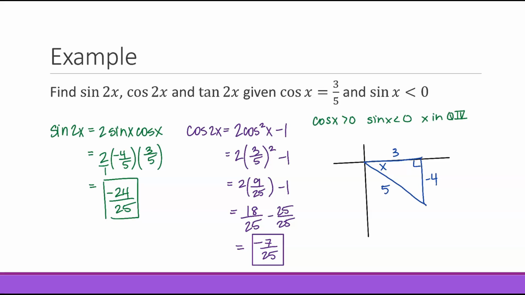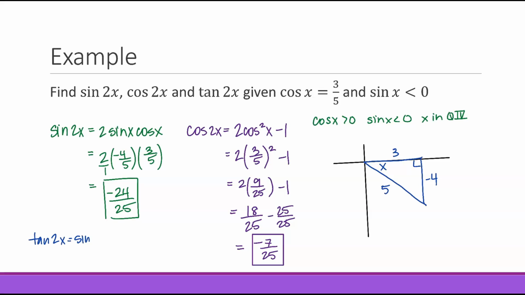And then finally, I'm asked to find tangent of 2x. There is a double angle identity for tangent, but since we already have sine of 2x and cosine 2x, we can take tangent 2x to be the quotient of sine of 2x over cosine of 2x. So I'm going to go ahead and put over here tangent 2x.